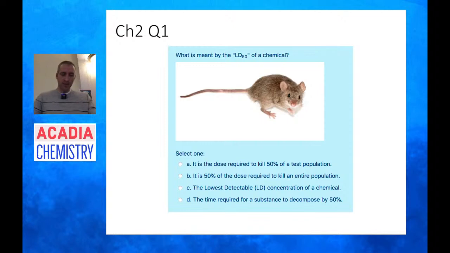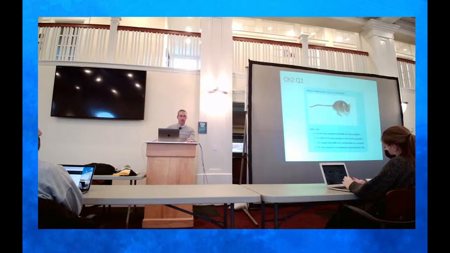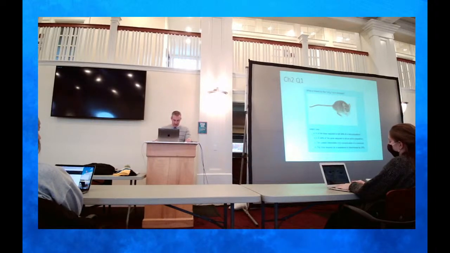Okay, what is meant by the LD50 of a chemical? Choices are: A, it's the dose required to kill 50% of a test population. By the way, this is the next unit assignment. First one's done. B, 50% of the dose required to kill an entire population. C, the lowest detectable concentration of a chemical. Or D, the time required for a substance to decompose by 50%.